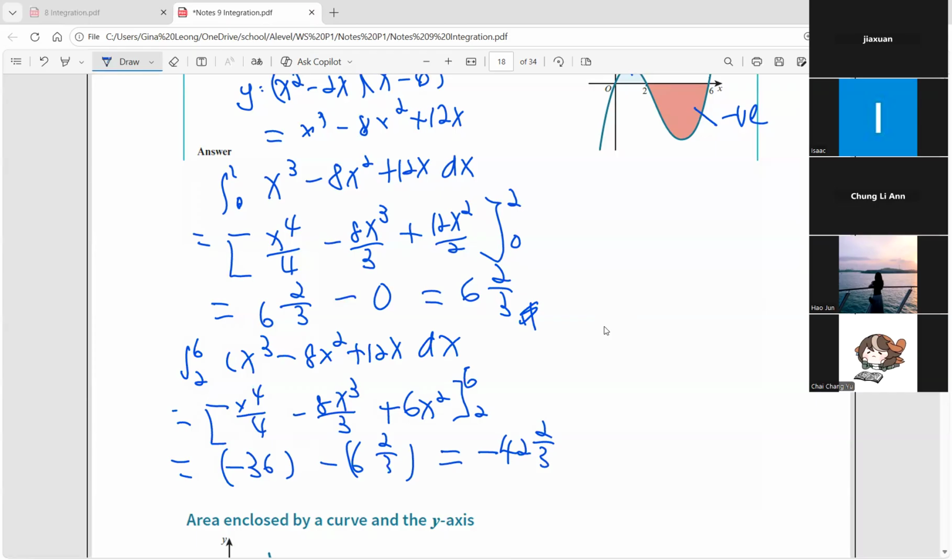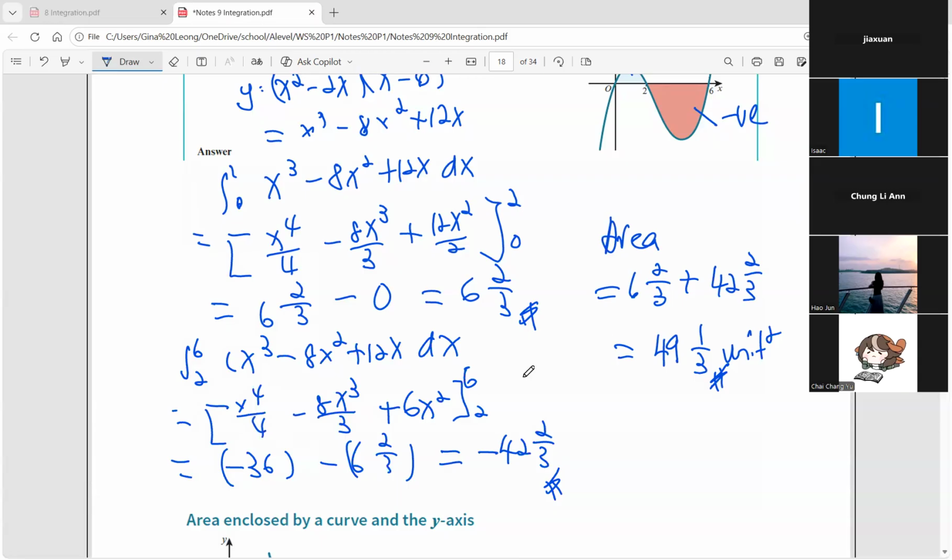So this one is negative part. I need to modulus it so that I get my final answer. So the area is 6, 2 over 3 plus 42, 2 over 3. So in the end I will get 49, 1 over 3 units square. Any question?